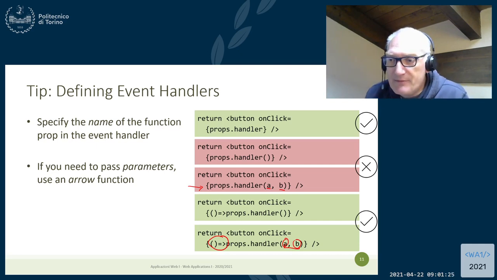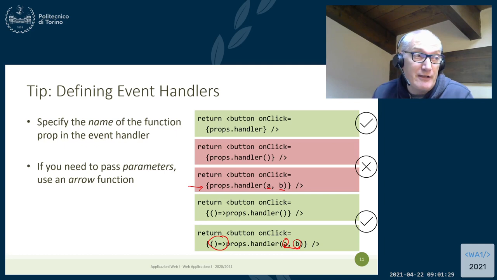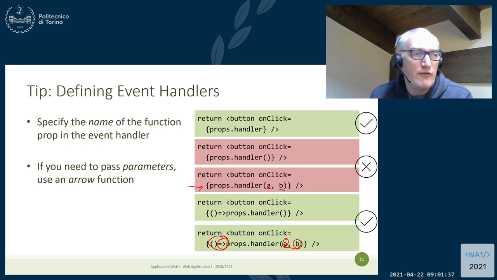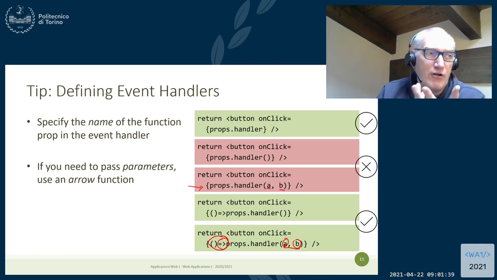So every time we need to pass some parameters, every time we also need to use the event, the name of the event, the values in the event, we always need to define a new arrow function with the specification of which function we want to call. So this is the normal syntax.